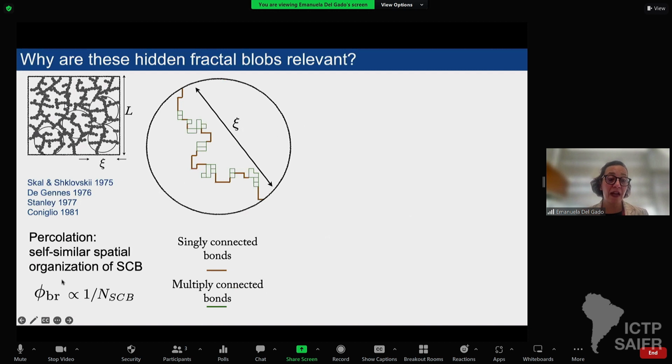And that's why, in fact, the amount of singly connected bonds tells me directly about the distance from the percolation threshold, or the rigidity threshold in this case. So basically, the reason why these fractal blobs play a role is because they tell us about the presence of these singly connected bonds, and it's their distribution that is in fact hierarchical in the system, because it's directly related to the distance as you go close to the rigidity threshold.